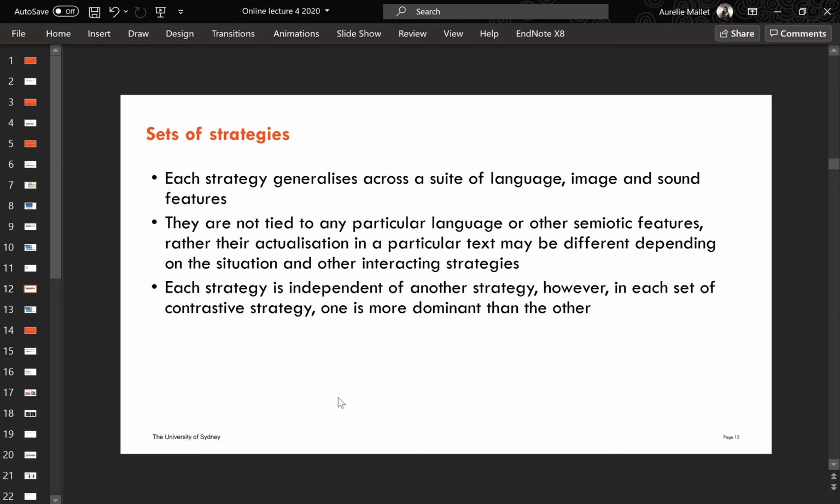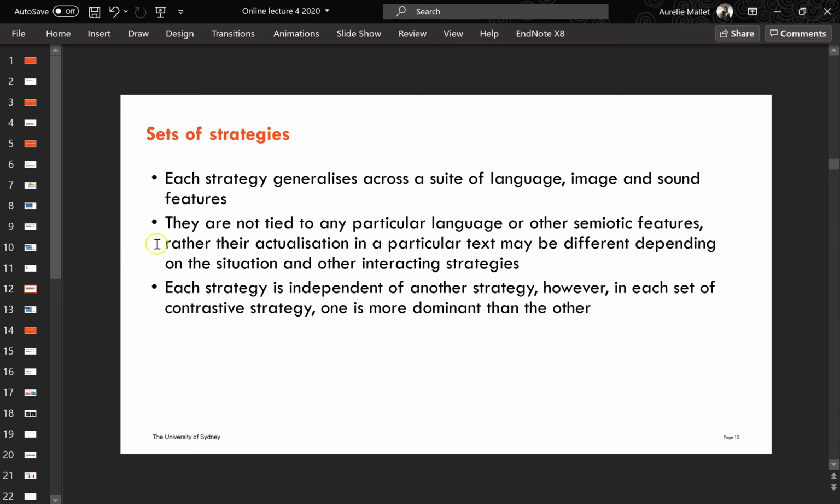What that means is you can use these strategies to analyze language, to analyze images, and to analyze sounds. They are not tied down to any particular language or other semiotic features. Again, from one of the lectures from a couple of weeks ago, semiotic here refers to meaning-making resources. So we said that language was a meaning-making resource, but other things like colors also make meanings, gestures also make meanings, movements also make meanings. So that's what this means here.